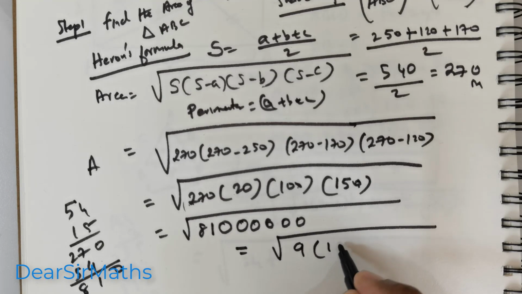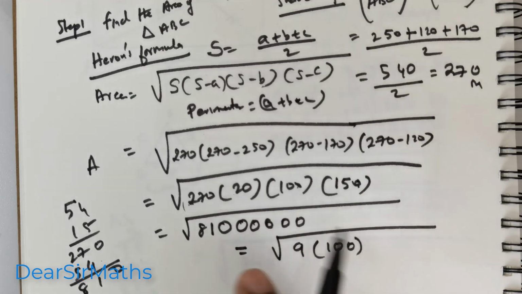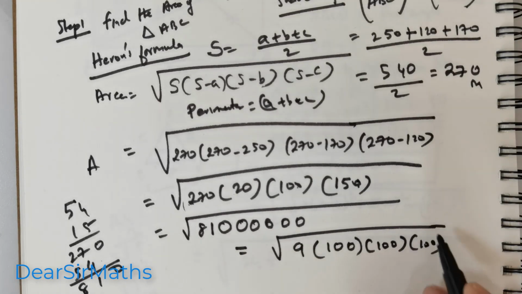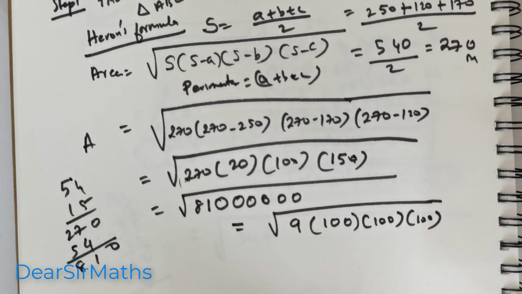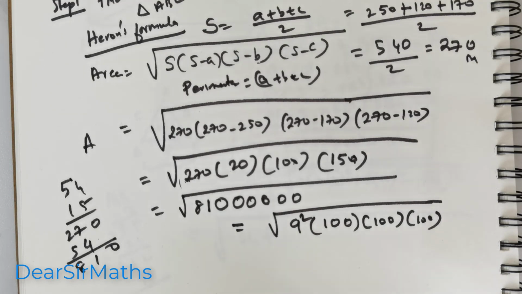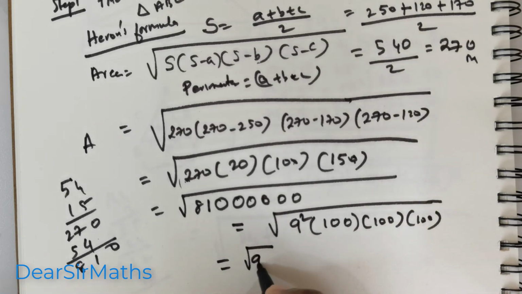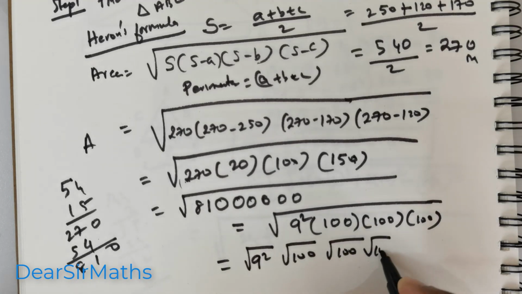So that is going to give me, I've got 6 zeros. Let me just represent those 6 zeros in this fashion, right? Can I do that? 100 into 100 into 100, 6 zeros are represented in this fashion. And 81 is represented as 9 squared. Fair enough, right? Now if you want to take the square roots of these values, this is going to be root of 9 squared, root of 100, root of 100, root of 100.